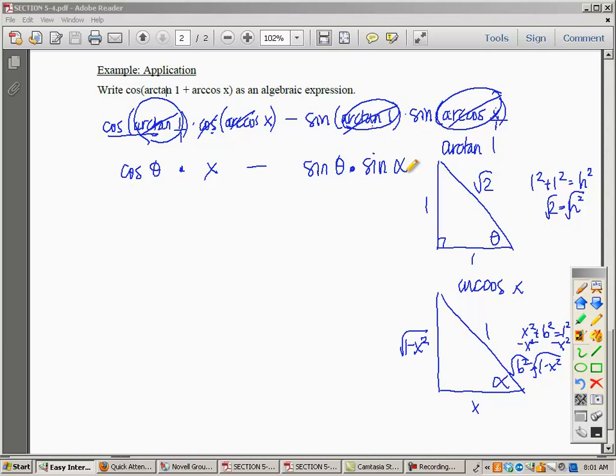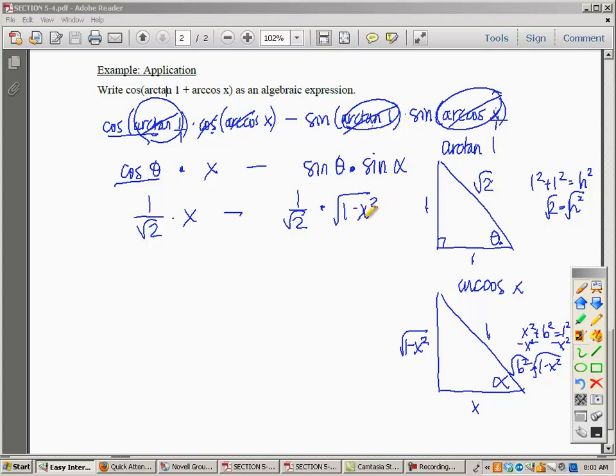Okay, so now we just start filling in the blank. Now that we've made a triangle and we've simplified it at least down to 1 trig value each, we can start writing things out. So take a look at my theta triangle. The first thing says find the cosine. So the cosine is 1 over the square root of 2 times x. We'll simplify that in a second. Right now I just want to get them down. The second one says take sine of my theta triangle, so opposite over hypotenuse, 1 over the square root of 2, times the sine of my alpha triangle. Sine is opposite over hypotenuse, so the square root of 1 minus x squared.